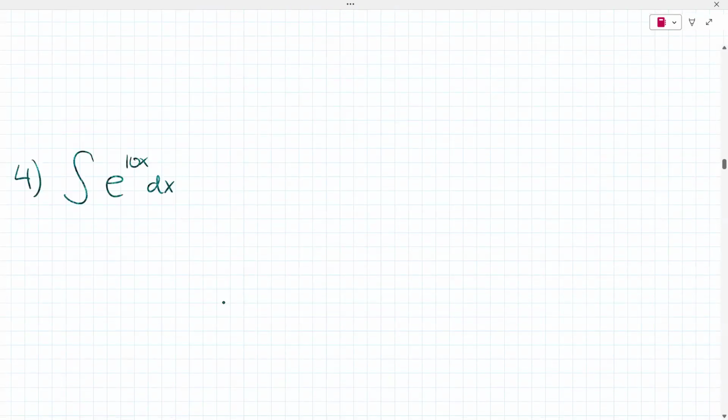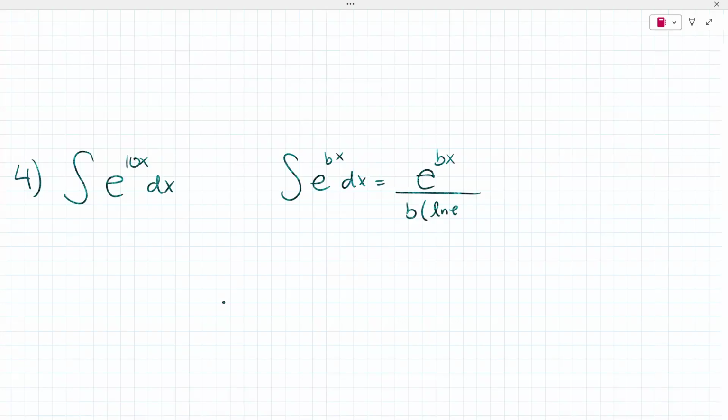Okay, example 4. We have e raised to the 10x dx. So now you're doing the exponential rule. What is the integration of the exponential? It's this. The integral of e to the bx dx equals e to the bx over b ln of e, which is really e to the bx over b plus c.